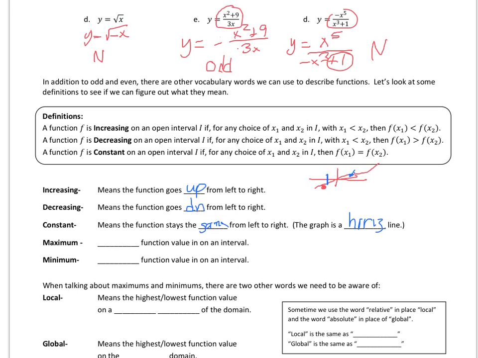Right? We get that? All lines are straight. If it's not straight, it's not a line. By definition, it's not a line. But it's a horizontal line. Okay? All right.